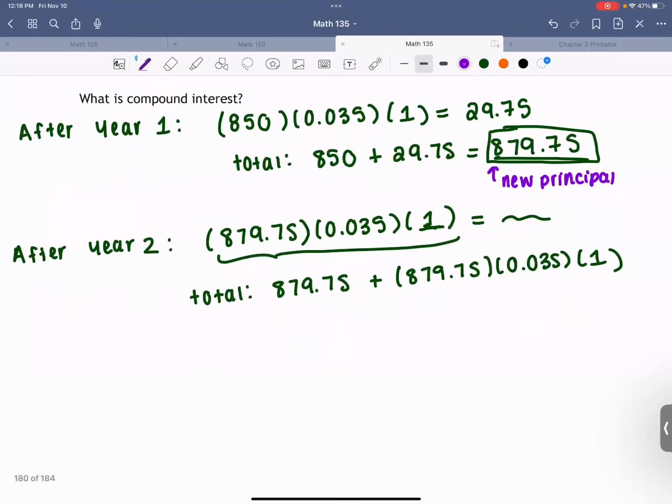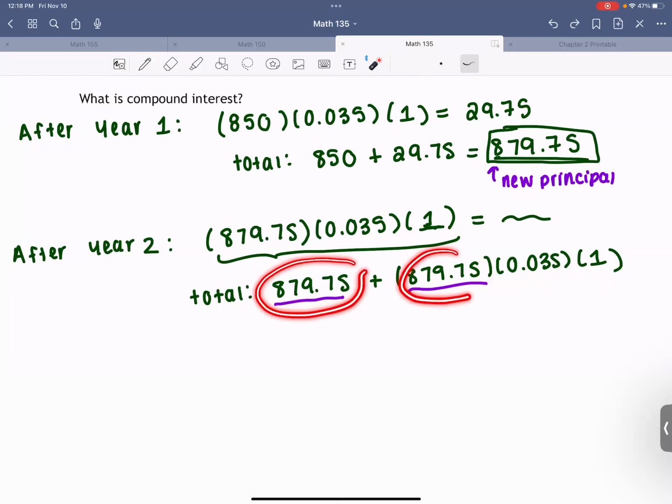Okay. Now let's just focus on our total here. I have 879.75 plus 879.75 times all this stuff. What's in common? Oh my goodness. Oh no, it's still there. Okay. What do these two terms have in common? 879.75. Yeah, that. Perfect. Well, if they both have something in common, why don't we factor it out?